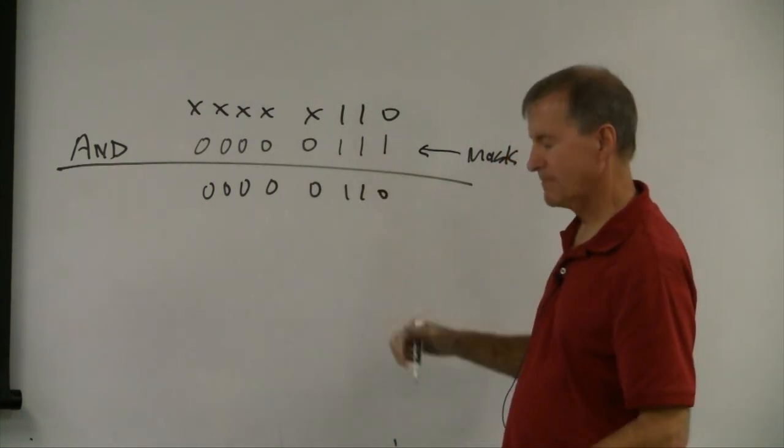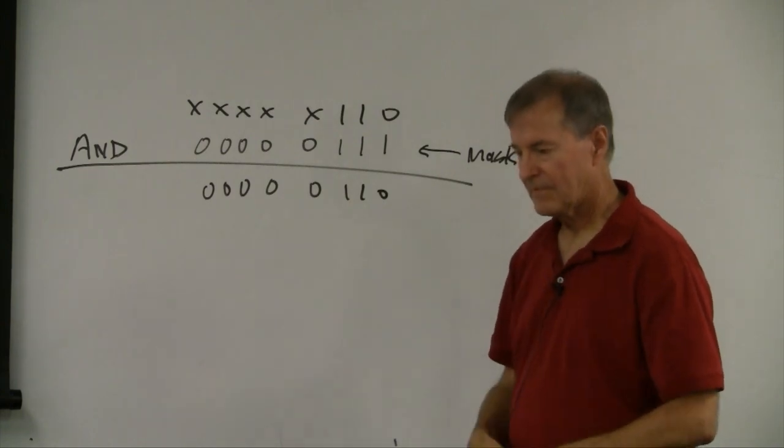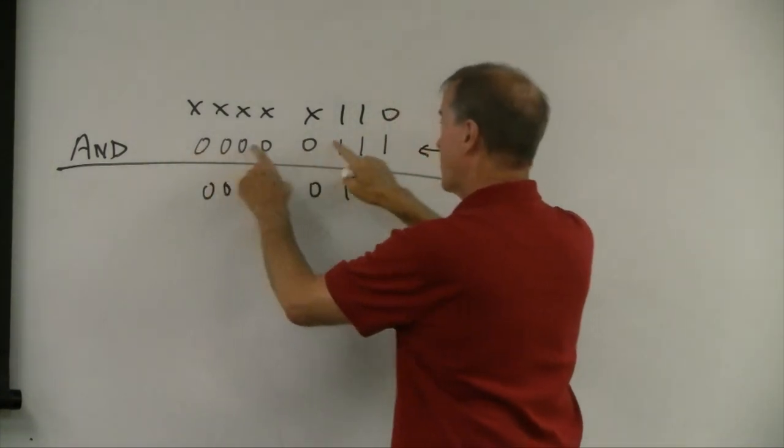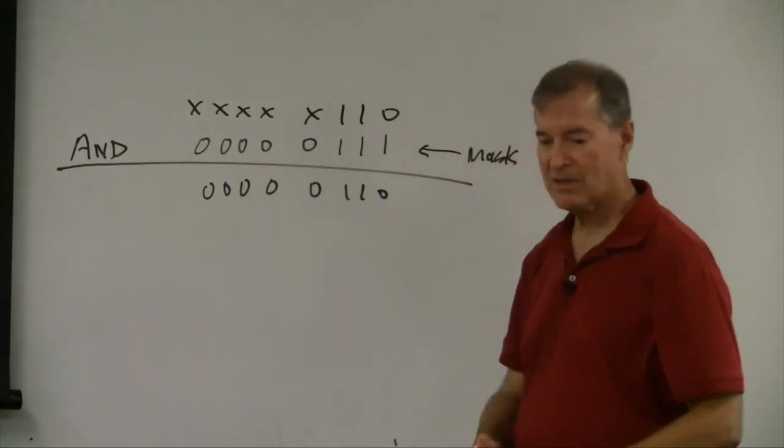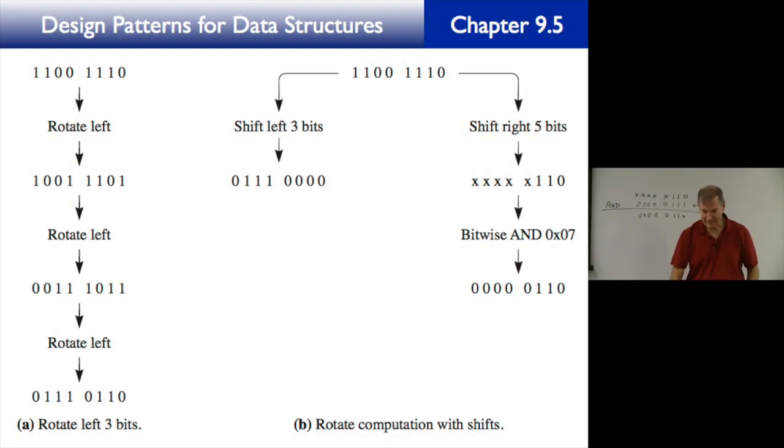8. What is it in hex? 7. Yeah, actually it's 07. Are you with me? So look. Bitwise AND with what? 0x07. And what do we get? This. In C++, this is how you indicate a binary value in hex. Are you with me? Right?